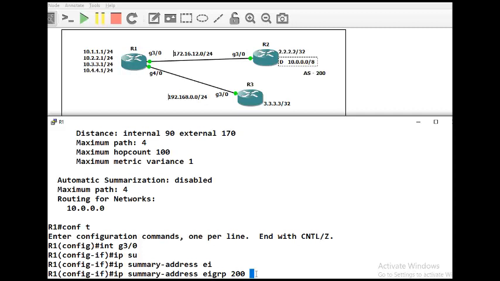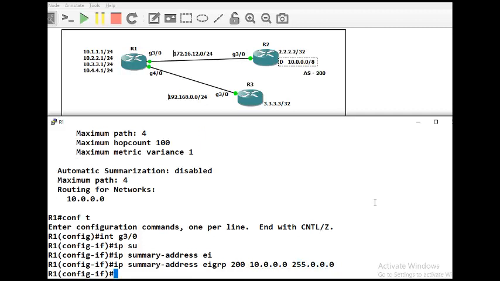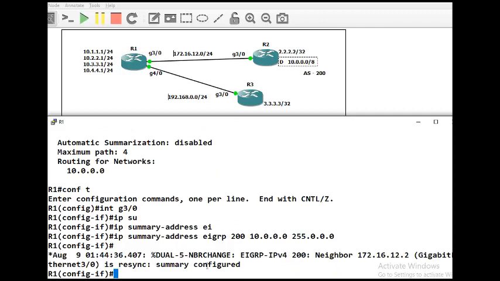And how do you want to summarize? I want to summarize all the 10s like this. Anything that starts with 10 should be summarized like this. See, the resync happens only with router 2, not with router 3, because we have done it on G3/0. Does it make sense?